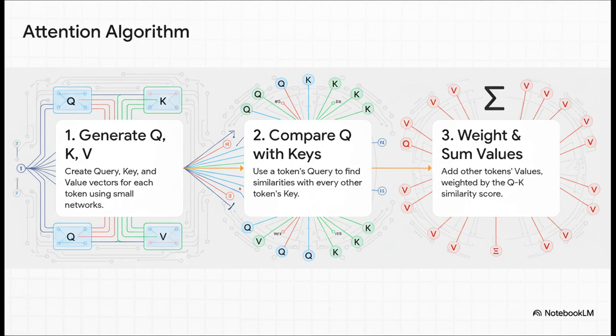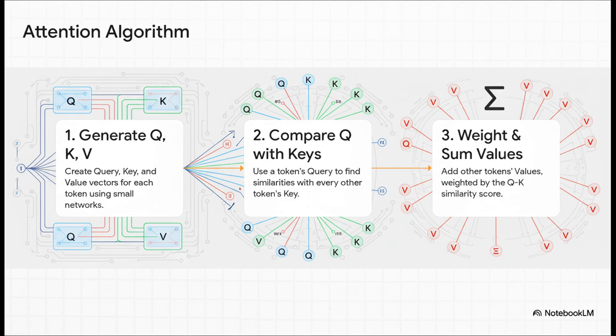Now imagine we're focusing on one specific word. We take its query vector, and we use it to scan the entire sentence. We compare it to the key vector of every other word. It's almost like a search. And when we find a strong match, a high similarity score, that score tells us how important that other word is. We then use that score as a weight to grab a piece of that other word's value vector and pull it back into our original word. That's it.